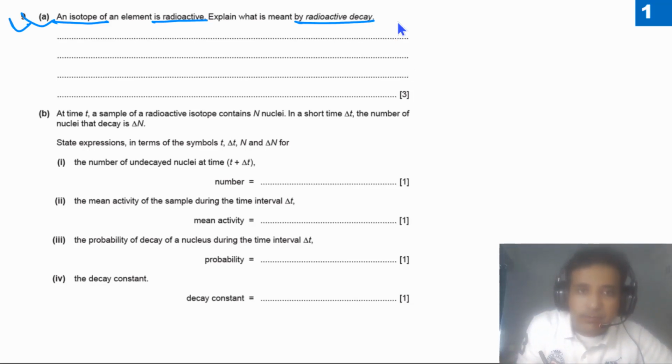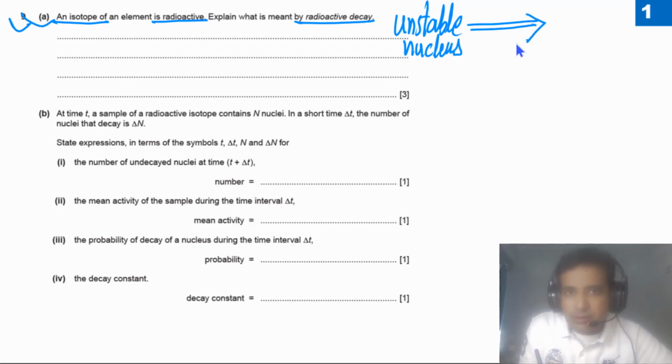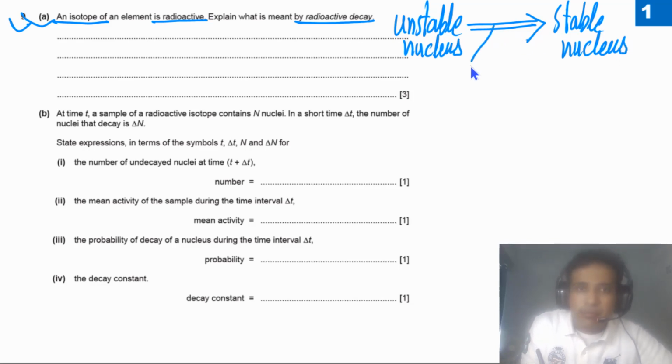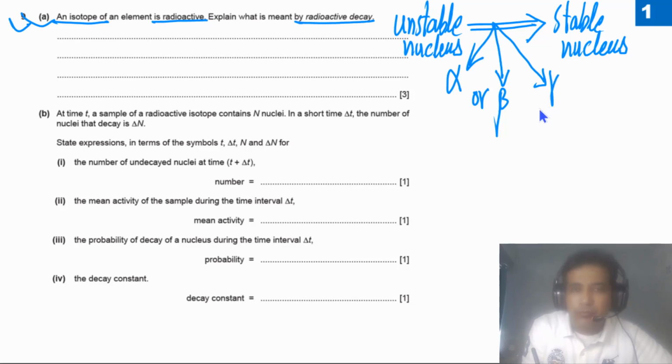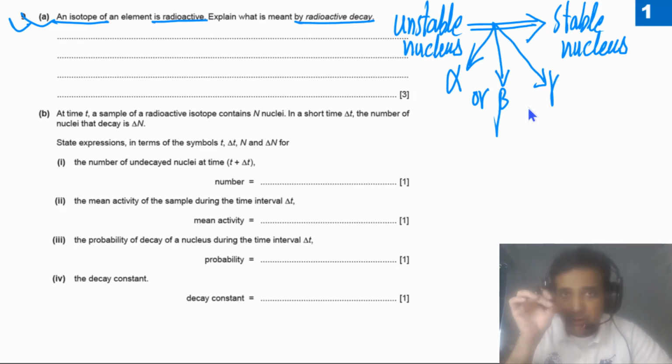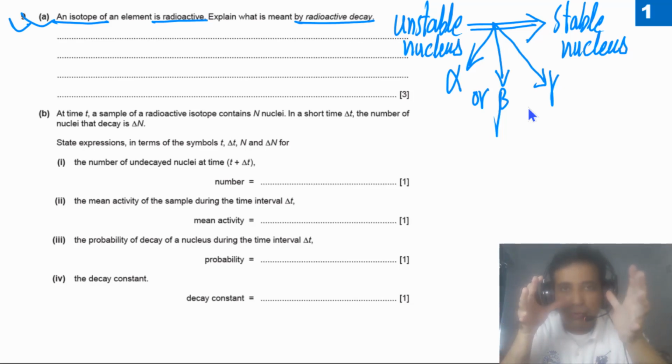Let's try to understand this one in a proper way. Imagine that we have unstable nucleus. This nucleus can become stable nucleus by emitting alpha particles or by emitting beta particles or by emitting gamma radiations spontaneously and randomly. So we will call this process radioactive decay.